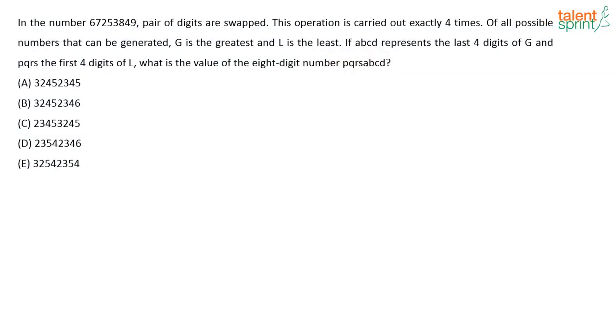So the first question says, in the number 67253849, pairs of digits are swapped. The operation is carried out exactly 4 times. Of all possible numbers that can be generated, G is the greatest and L is the least. If ABCD represents the last 4 digits of G and PQRS is the first 4 digits of L, what is the value of the 8-digit number PQRS ABCD? Solve this and tell me the answer.